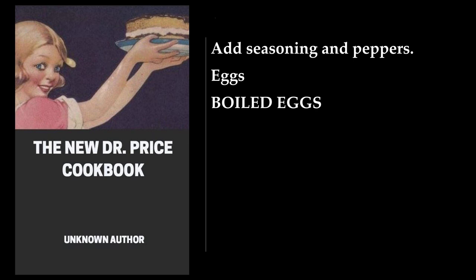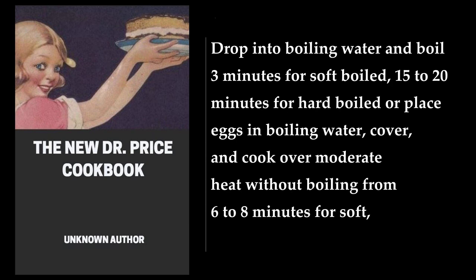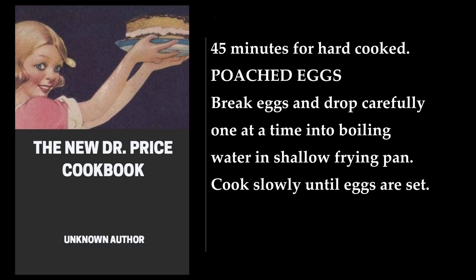Eggs. Boiled eggs. Drop into boiling water and boil 3 minutes for soft boiled, 15 to 20 minutes for hard boiled, or place eggs in boiling water, cover, and cook over moderate heat without boiling from 6 to 8 minutes for soft, 45 minutes for hard cooked.